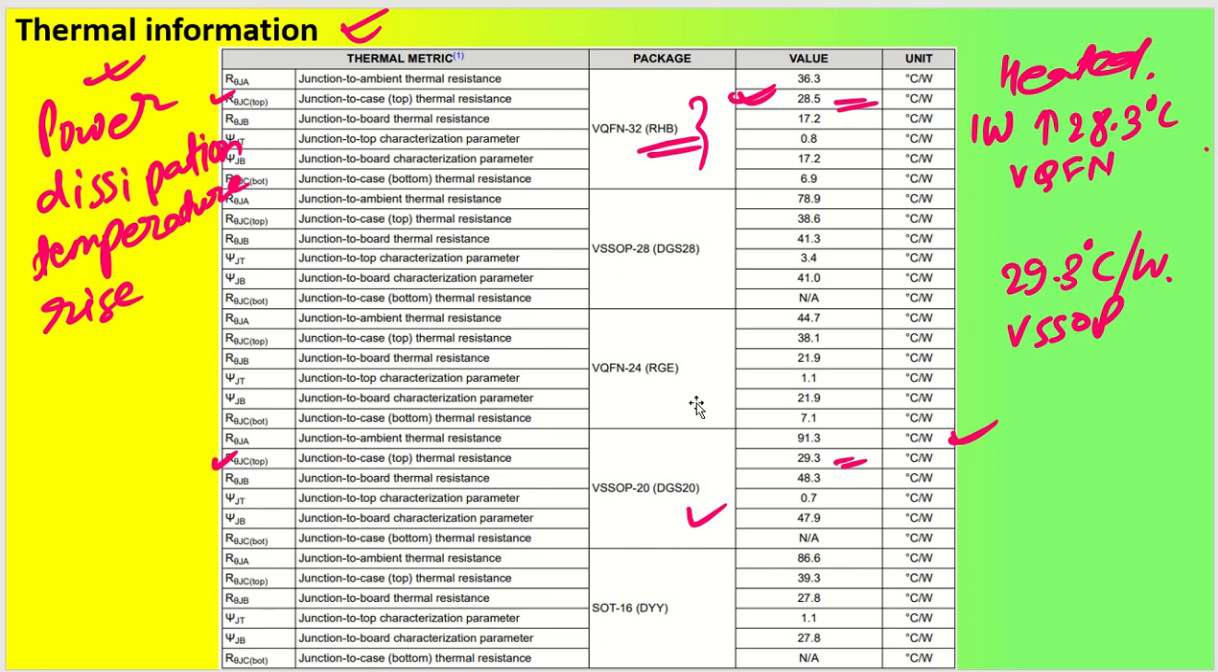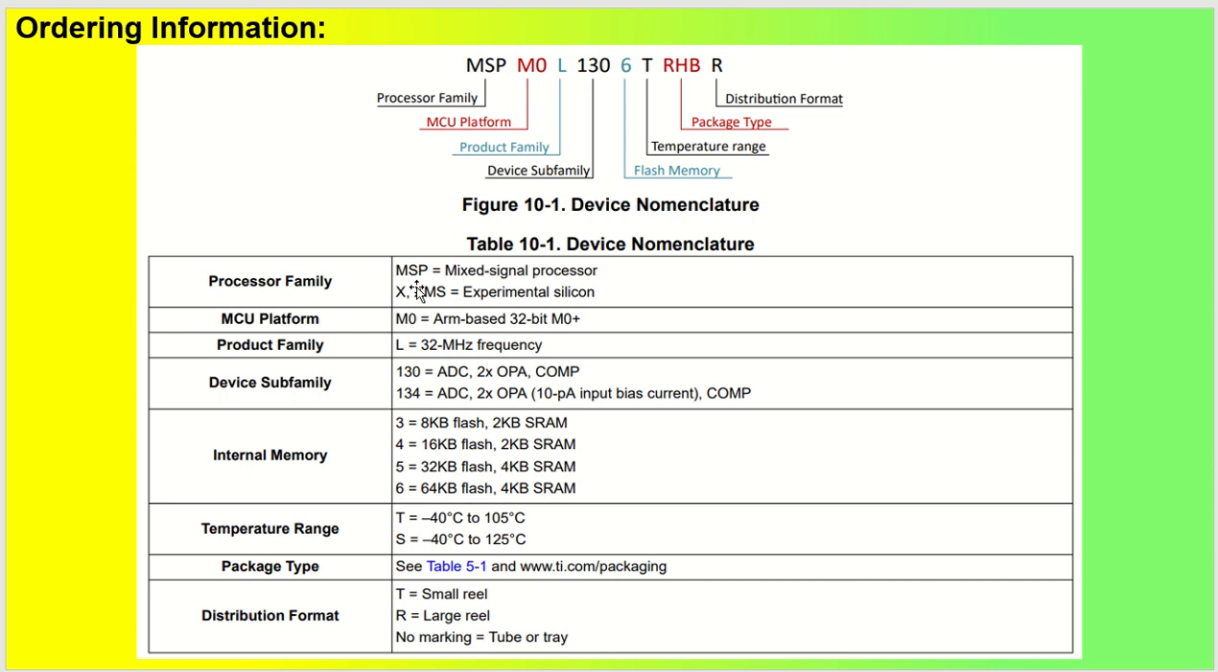All right, anyway, our target device is the VQFN 32 pin package, and this is the thermal information about this particular device, and we will be going ahead with the VQFN package. Now at last we'll try to understand the ordering information, so that you can write down your part number very easily wherever you are.